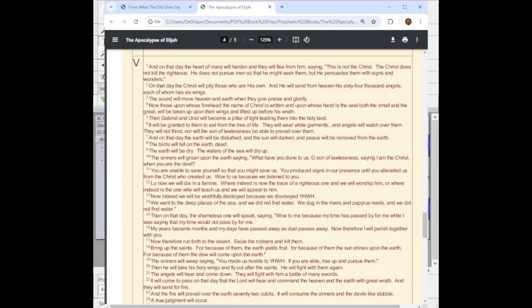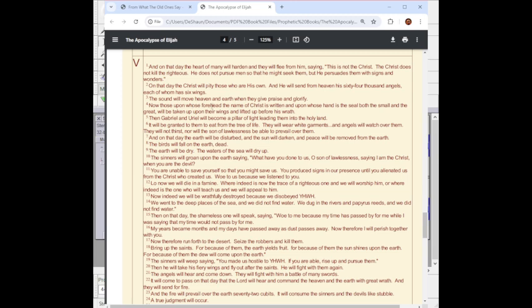Now on that day, the Messiah will pity those who are his own. We're in this time right now. Our power is turning back to us. Soon to come, he's going to send 64,000 angels. And they got chariots. Today it would be known as UFOs. The sound will move heaven and earth when they give praise and glorify.